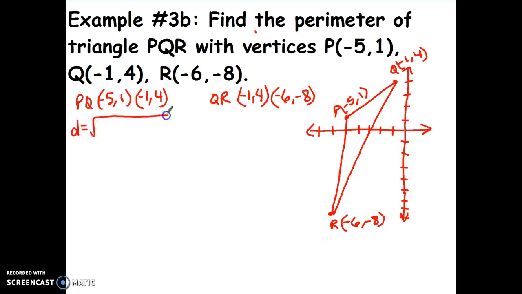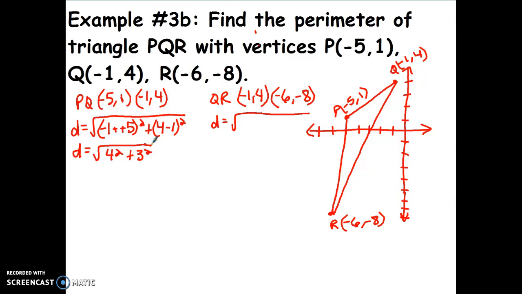Okay, so I'm going to start with those two. For the sake of space, I'm not going to write down my formula because I don't have the space to be doing all of that. So we got x2, which is -1, minus x1, -5. y2 is 4, minus y1 is 1. So that's 4 squared plus 3 squared, which equals 16 plus 9, which equals the square root of 25, which equals 5. So the length of PQ is 5.